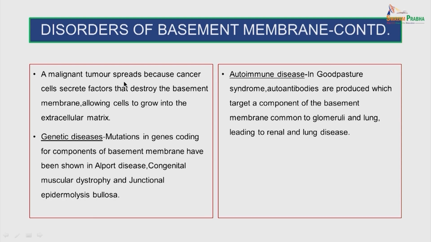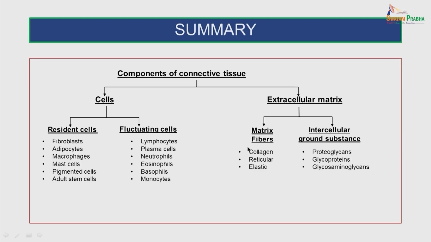A malignant tumor spreads because cancer cells secrete factors that destroy the basement membrane, allowing cells to grow into the extracellular matrix. In genetic diseases, mutations in genes coding for components of the basement membrane have been shown in Alport disease, congenital muscular dystrophy, and junctional epidermolysis bullosa. In autoimmune diseases like Goodpasture syndrome, autoantibodies are produced which target a component of the basement membrane common to glomeruli and lung, leading to renal and lung disease.